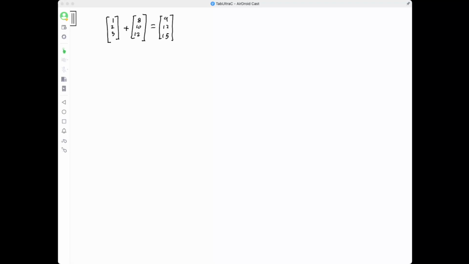And what this tells me is I can build the vector 9, 12, 15 out of the vectors 1, 2, 3, and 8, 10, 12. I can build it just by adding those first two vectors together.